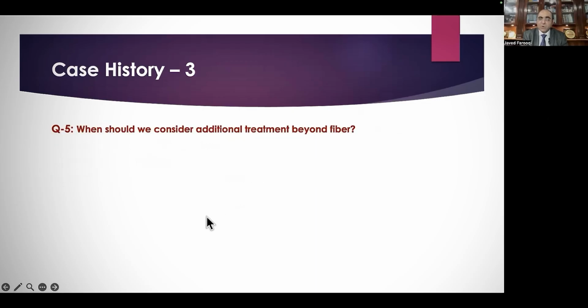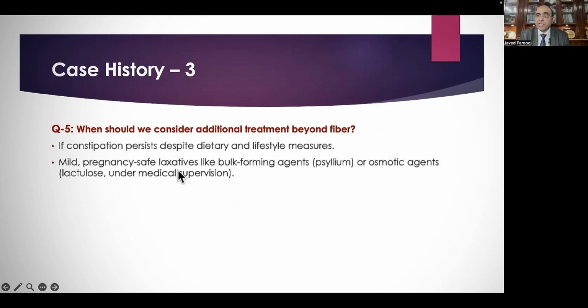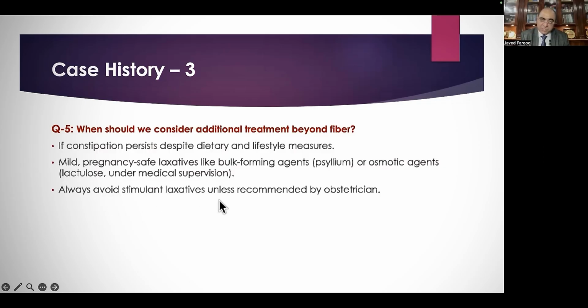The question number 5. When should we consider additional treatment beyond fiber? Answer is if constipation persists despite dietary and lifestyle measures, in mild pregnancy, safe laxatives like bulk forming agents, isphagula, or osmotic agents, lactulose under medical supervision. And always avoid stimulant laxatives unless recommended by obstetricians.